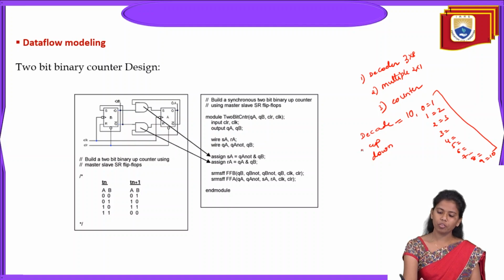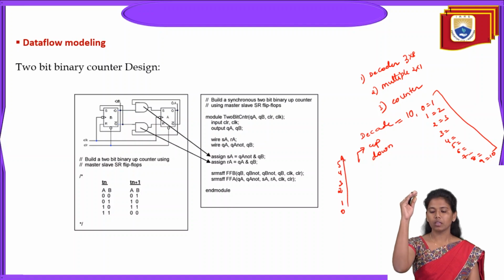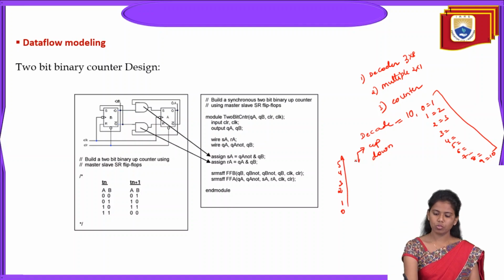For example, if you are considering the up counter, what is an up counter? Up counter means it counts from bottom to top, that is from 0, 1, 2, 3, 4, like that. This is nothing but the up counter. Down counter is from up to down. So this is nothing but the down counter, right?